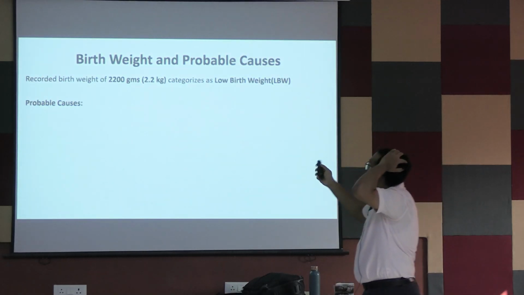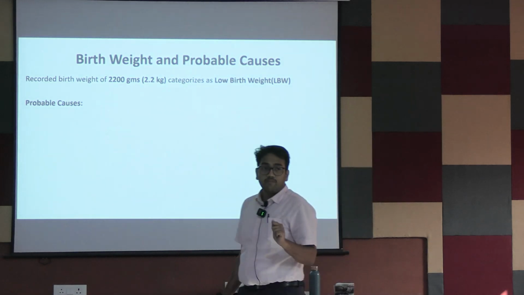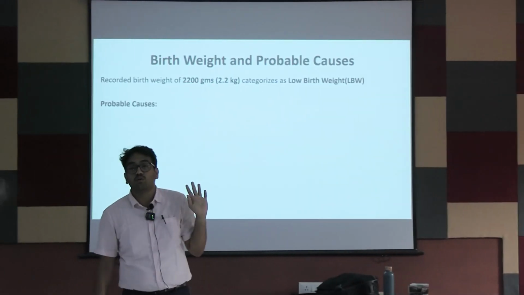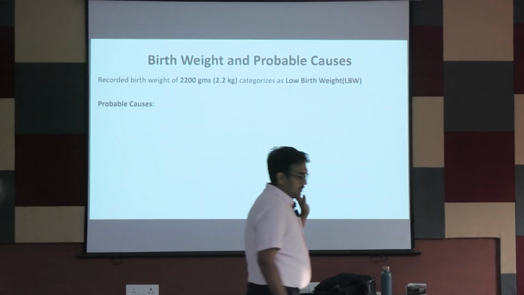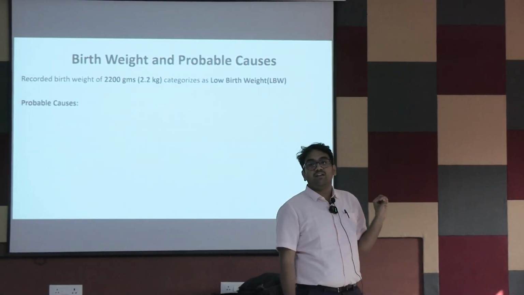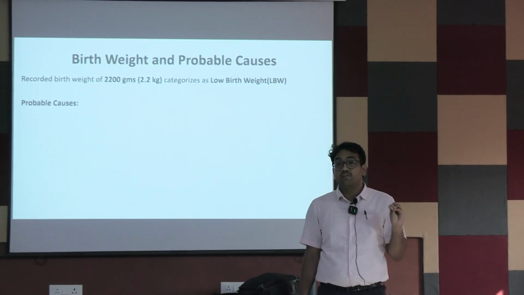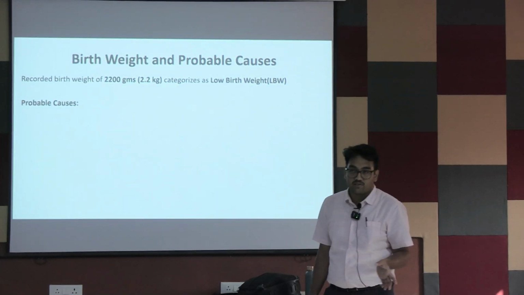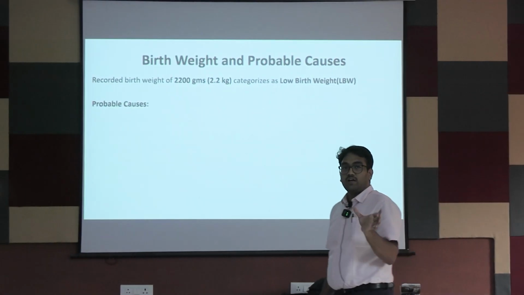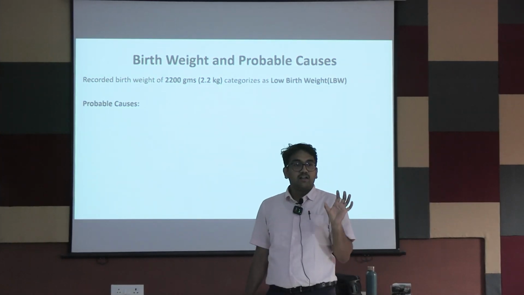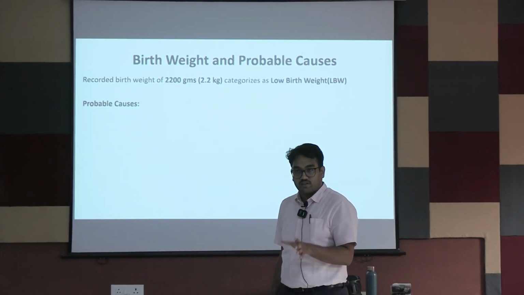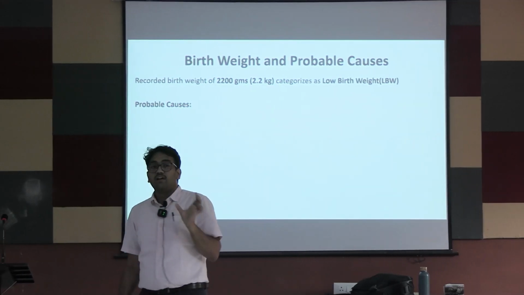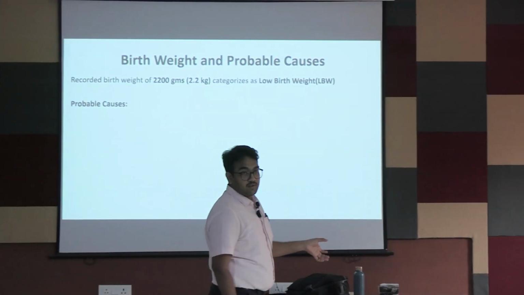So the recorded birth weight of the child is 2200 grams. That recognizes that this is a low birth weight child. So what is the definition of low birth weight? Birth weight of the child less than 2500 grams irrespective of gestational age. Do not forget to mention that later part. Irrespective of gestational age. Birth weight of the child less than 2500 grams irrespective of the gestational age.